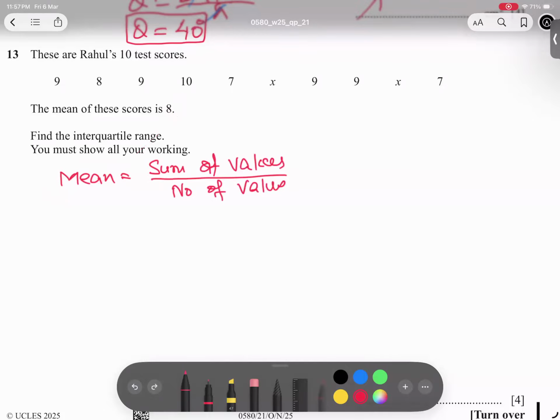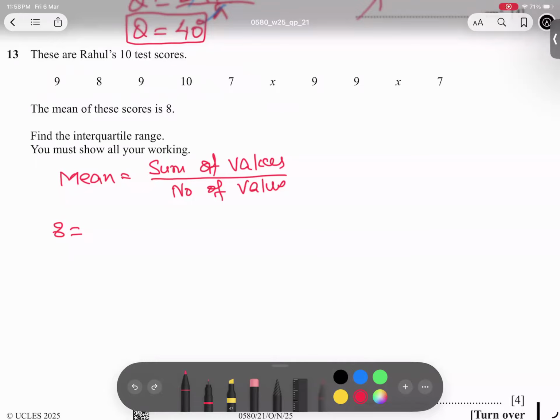The mean is given by him as 8, so I'm replacing it with 8. Sum of values means add them all. So let's calculate. I'll just add them. 9 plus 8, 17. You can just check it. 17 plus 9 is 26, plus 10 is 36. 36 plus 7 plus 7, I get 43.